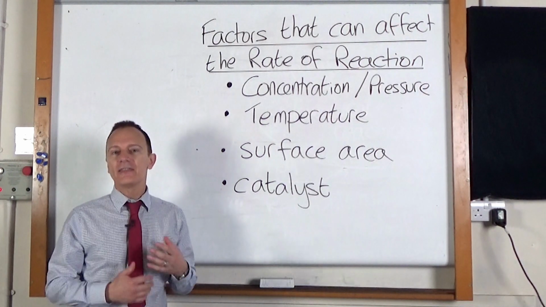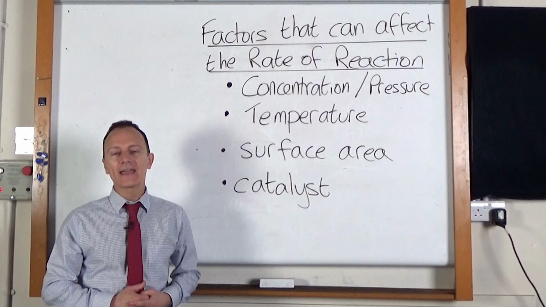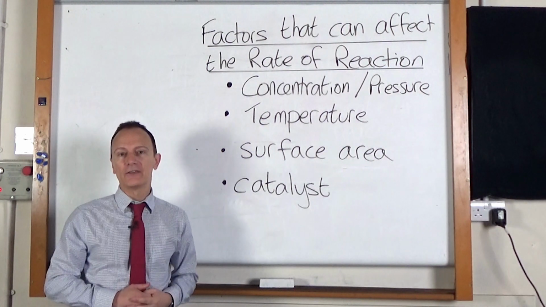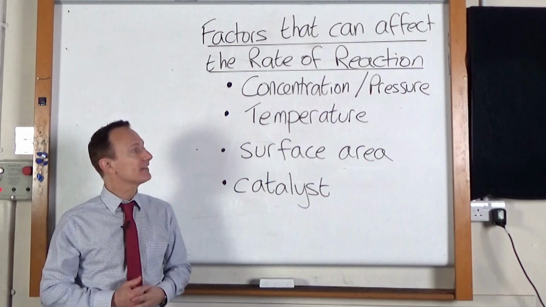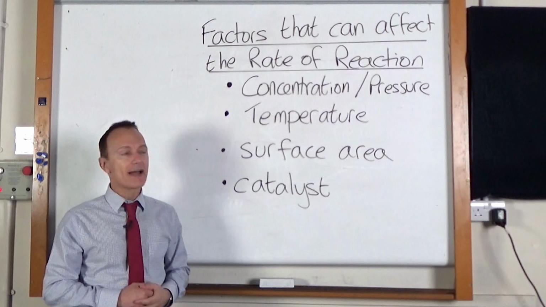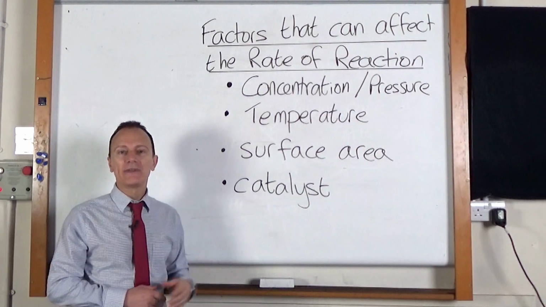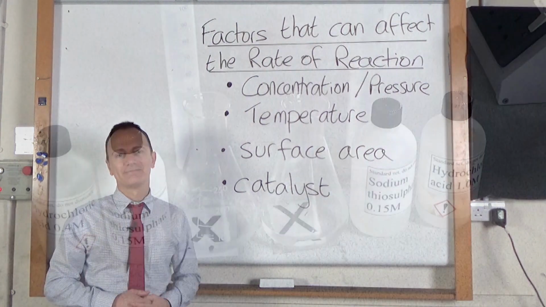Now we're going to take a look at the factors that can affect the rate of reaction. In other words, things that can speed up or slow down a chemical reaction. And they will be concentration of reactants or pressure if we're using gases, the temperature of the reactants, the surface area of the reactants, and whether we use a catalyst or not.